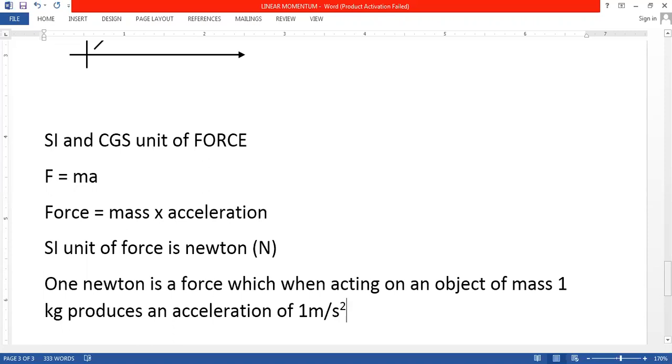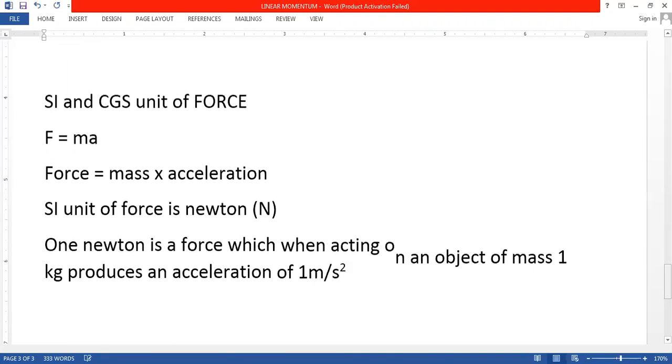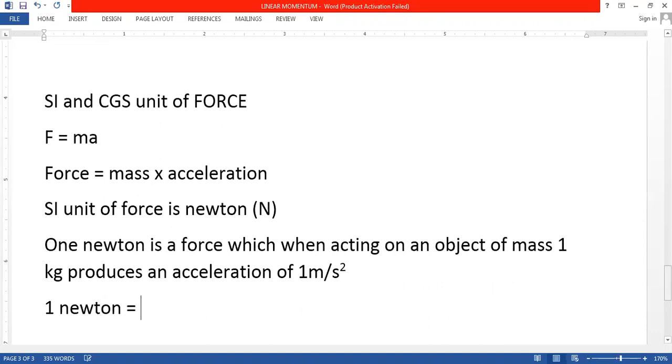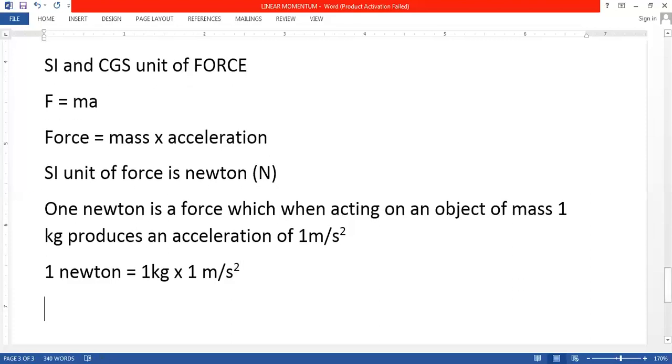How do we define 1 Newton, beta? 1 Newton is a force which, when acting on a body of mass 1 kg, produces an acceleration of 1 meter per second square. So we can easily say 1 Newton is equal to 1 kg mass into 1 meter per second square acceleration. This is the SI unit of force.